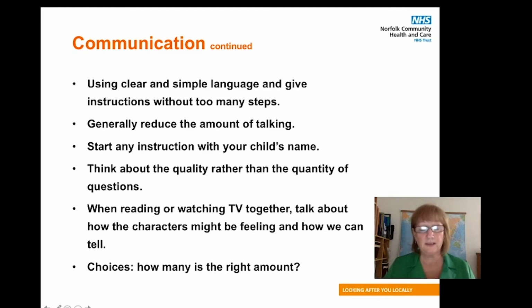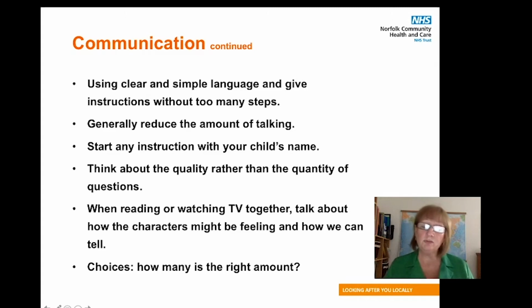Some children shut down under questioning, so think about the quality rather than the quantity of questions. If your child shuts down under questioning, try "I wonder." I wonder how the boy is feeling now. I wonder why the girl did that. This makes it sound more like you're just throwing out an idea which they can answer if they would like to. It doesn't put them under the spotlight and therefore reduces their anxiety.